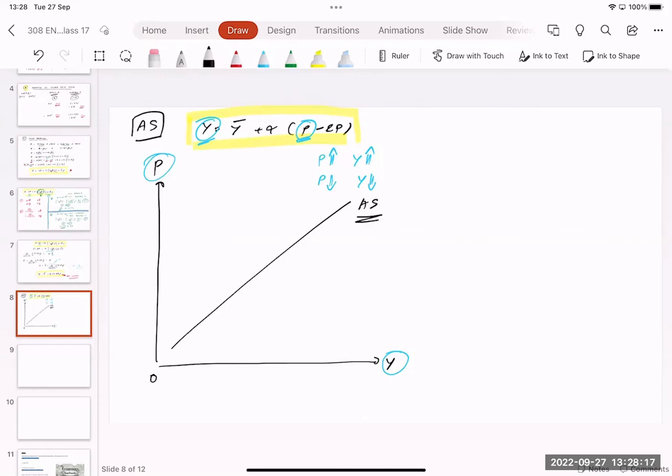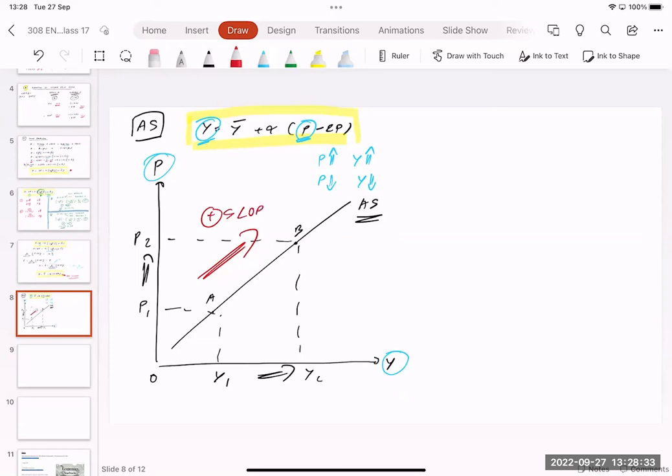Because they always have a positive slope, point A, point B. If price is low, they're gonna produce less. If price is higher, they're gonna produce more, right? So this is the reason why they have a positive slope, okay? From the equation, you have the relationship between P and Y. You got it? Okay. And the next one is how to shift the curve.